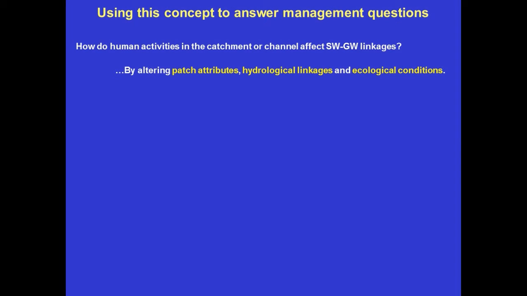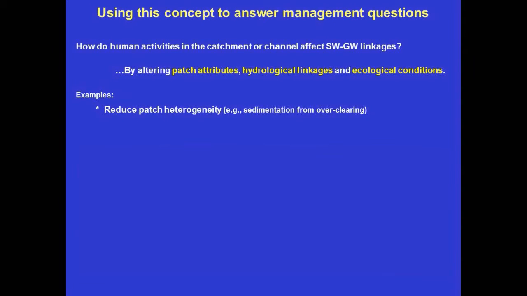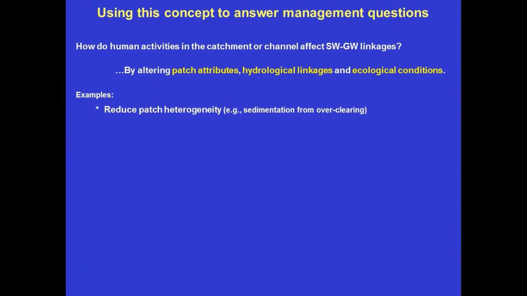Any activity we do that alters patch attributes, hydrological linkages, and/or the ecological conditions within and between those patches is going to have an effect upon the surface water and the groundwater systems. For example, we might look at a system where massive erosion has led to a lot of sand entering the stream system. We often look at these from a surface perspective and think, oh, that looks pretty tragic for the surface. But of course, that homogenisation of the sediments has had dramatic effects on upwelling and downwelling zones and the heterogeneity of the patches.